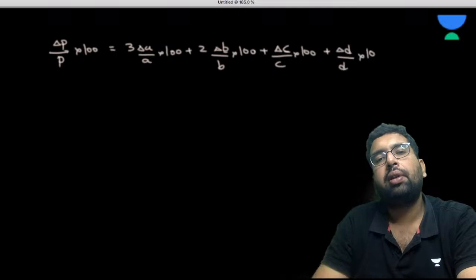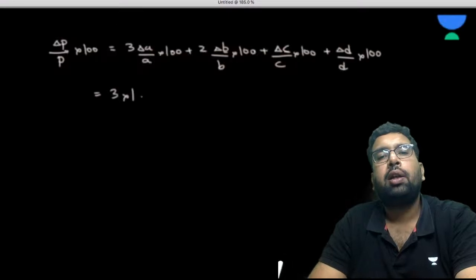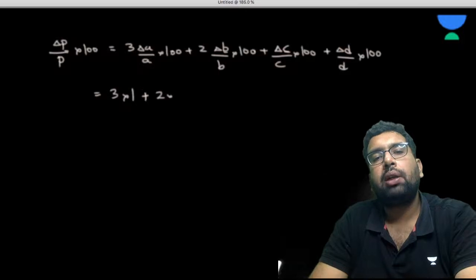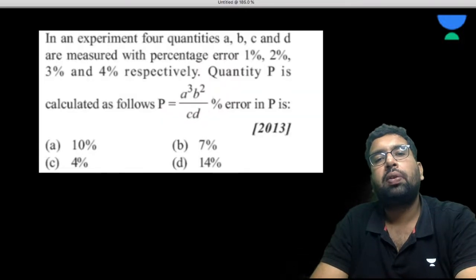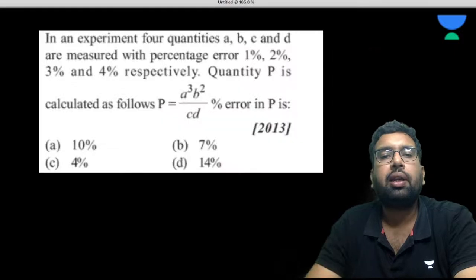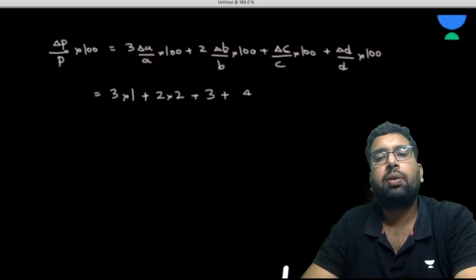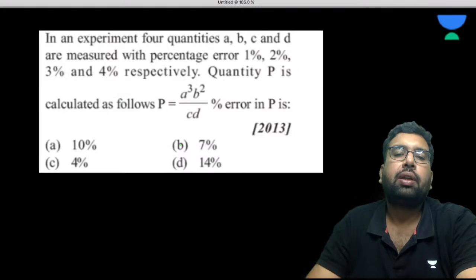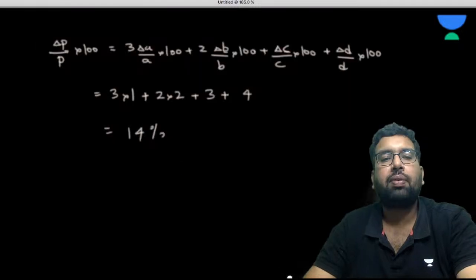Now in this case, see what is given. Delta A by A is 1%, plus 2 delta B by B, it is 2%, plus 3% error in C, and in D, how much is the error, guys? In D the error is 4%. So it is going to be how much? It is going to be 14%. So what is your answer to this question, sir? Obviously, this is 14%. I hope it is clear to everyone.